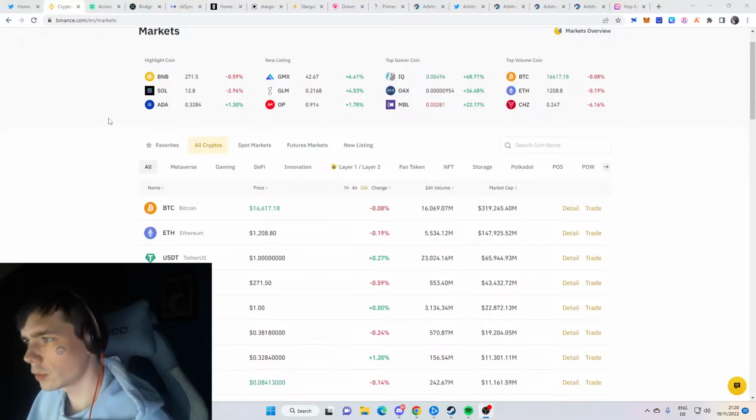And today we're going to talk about the Aquos airdrop, which is going to be distributed in a few days, and also some other airdrops.